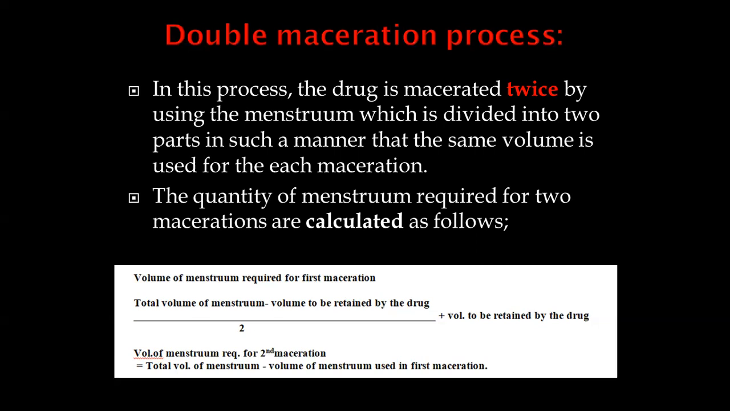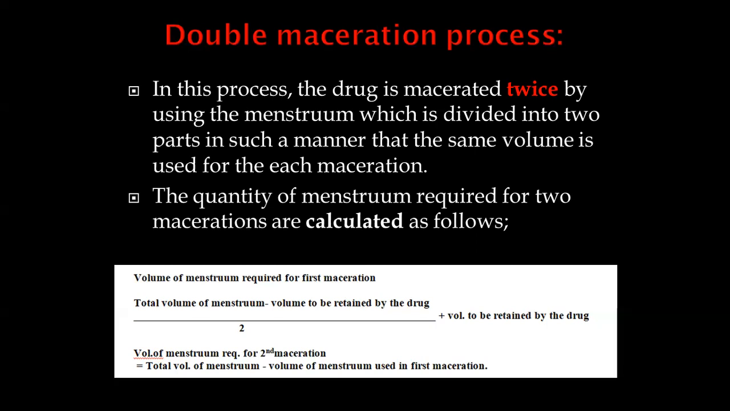As I already told you, you take 10 grams of drug and you pour 50 ml of menstruum. After a period, when you go for filtration, you will not get the same 50 ml, you'll get around 40 ml. So the 10 ml is retained by the drug, and that is nothing but the volume retained by the drug. For every drug, before you start your maceration process, you have to calculate the volume retained by the drug so that you can make your final volume into a rounded fraction.